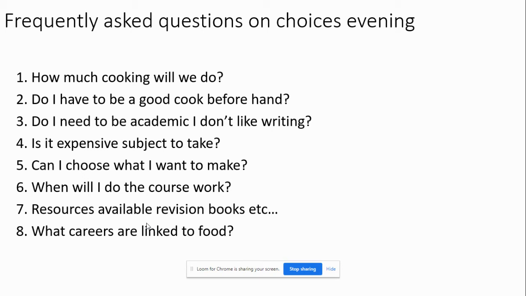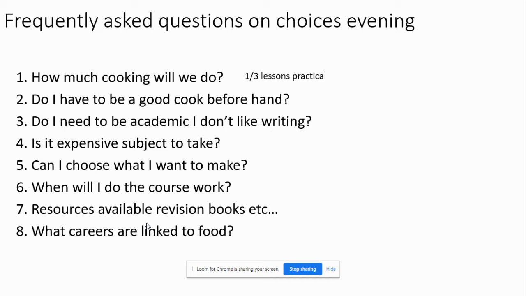Now, here are some frequently asked questions that I often get asked, whether on Parents' Evening or on Questions Evening like this. So I thought we will do it together, just in case you have these questions yourself. Now, question number 1, how much cooking will we do? As discussed, 1 out of every 3 lessons is a practical, so very often indeed.